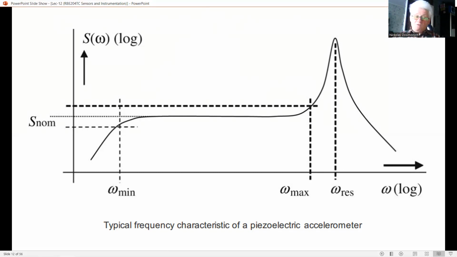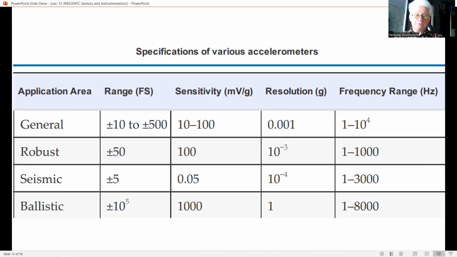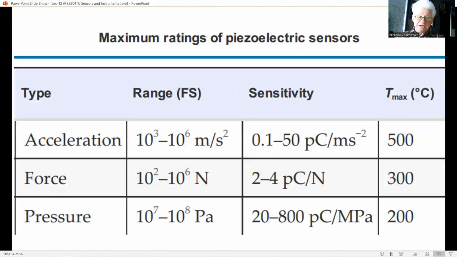Many different types of piezoelectric sensors exist for various applications. The smallest commercial accelerometers have a weight of nearly 20 grams and a resonance frequency of about 50 kilohertz. This table lists the major properties of several groups of accelerometers, and the next table shows some maximum ratings. Most types have a temperature range from -70 to +120 degrees centigrade.